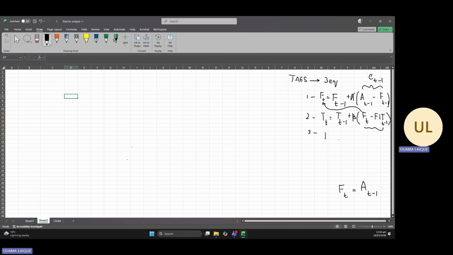Lastly, the forecast including trend, which is basically the forecast value given by this model right here, trend adjusted exponential smoothing, in which a trend is included, is simply equal to the error correction part, which is given by exponential smoothing, plus whatever is the trend value. This is the trend adjusted exponential smoothing.